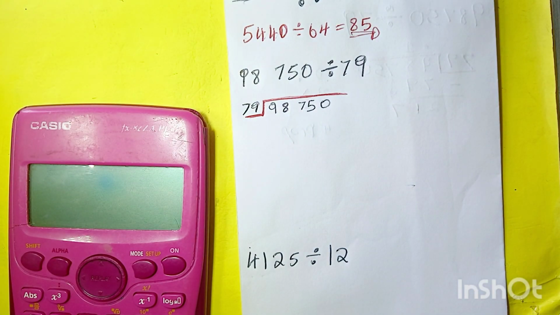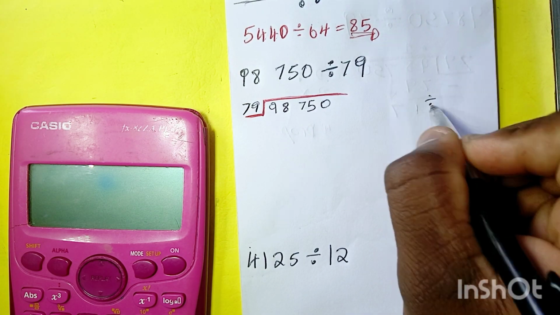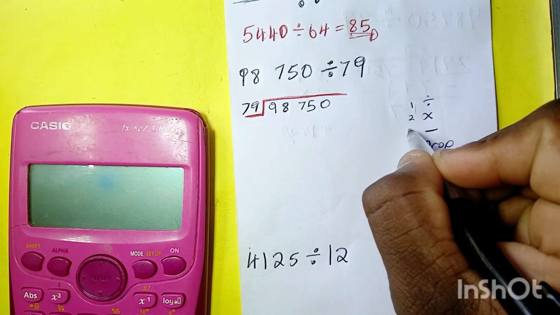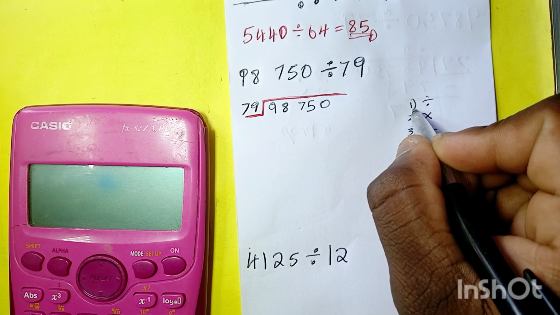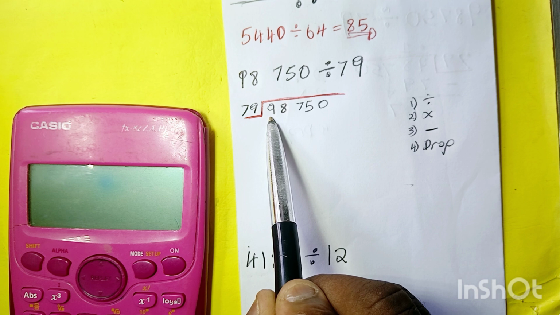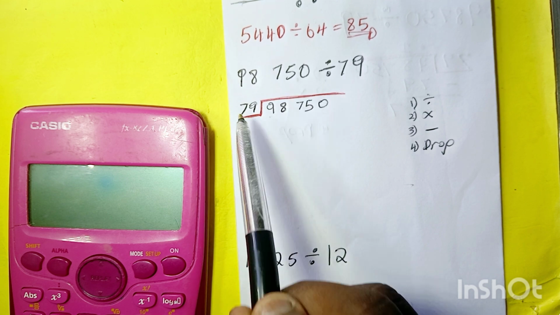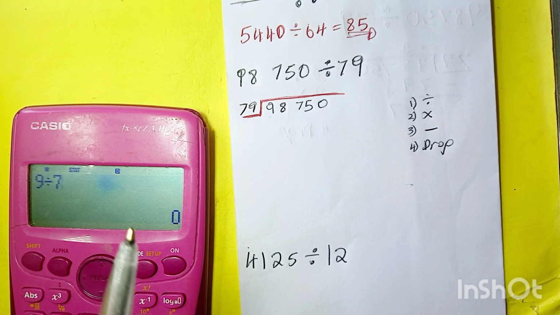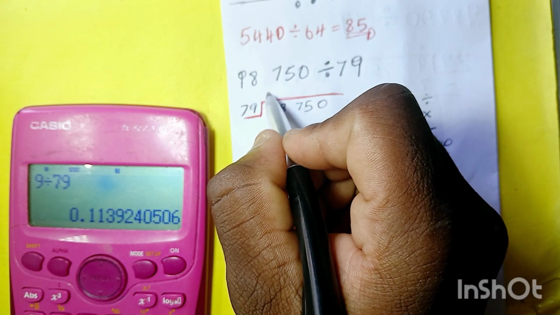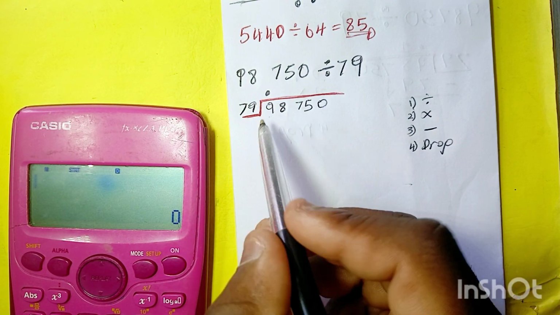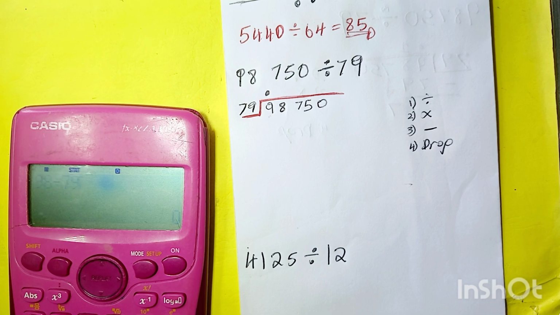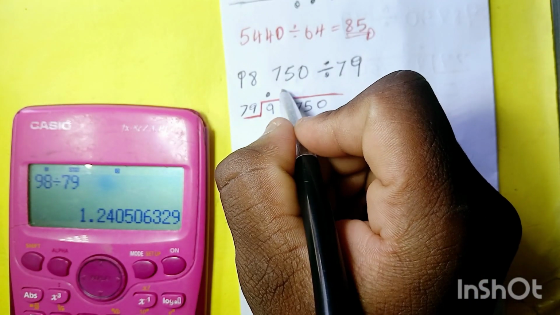Do you see? Now you write all your steps. You know that you divide, multiply, subtract, drop. Step 1, step 2, step 3, step 4. Now let's apply our steps here. We start with the first digit. We say 9 divided by 79. I get 0, something. That 0, we write as a dot. Now let's try 98. 98 divided by 79, I get 1. Simul says here it's 1.